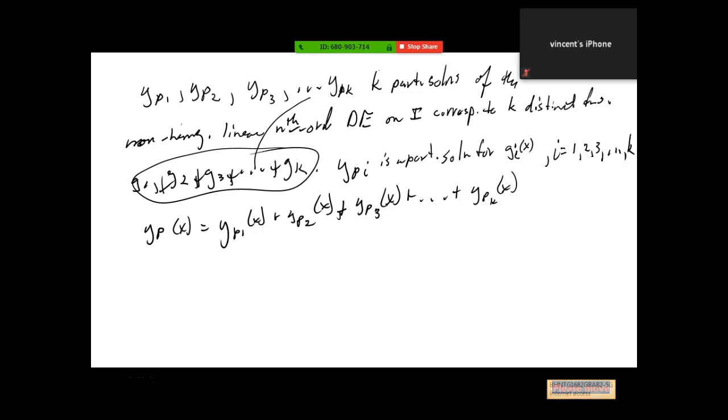And they go through and have a little proof of that. And I think it's a pretty straightforward proof, but I'll let you look at that yourself.